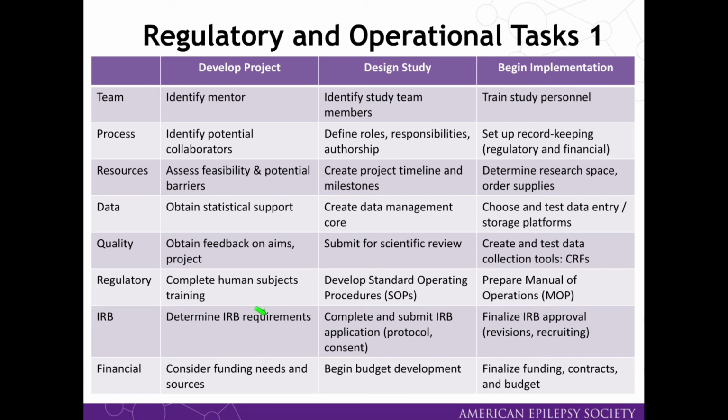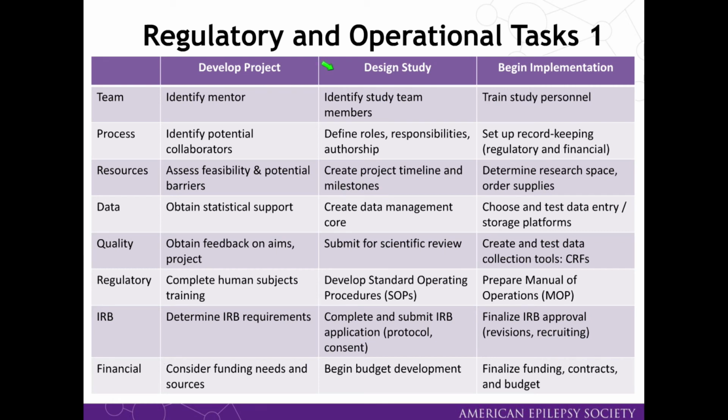So we'll first start off by looking at developing your project, where you'll identify a mentor and potential collaborators, assess the feasibility and any potential barriers to development of your project, obtain statistical support, get feedback from collaborators on your aims and your project scope, start doing your human subjects training for yourself and your co-investigators and research team, determining IRB requirements, and starting to think about what you'll need in terms of funding and developing your budget. So that's really as you're starting to develop your project.